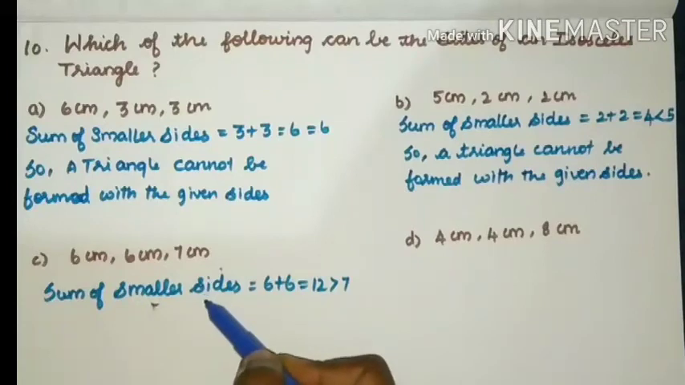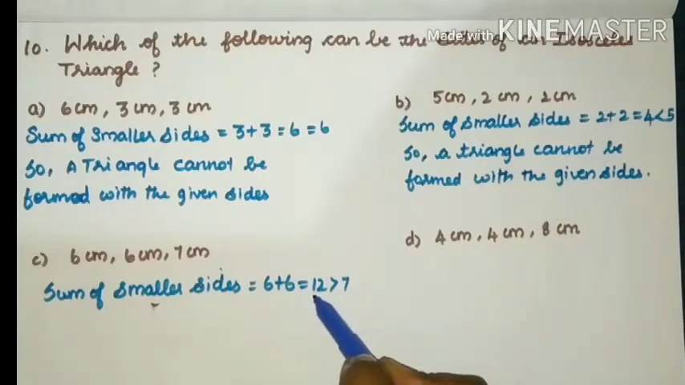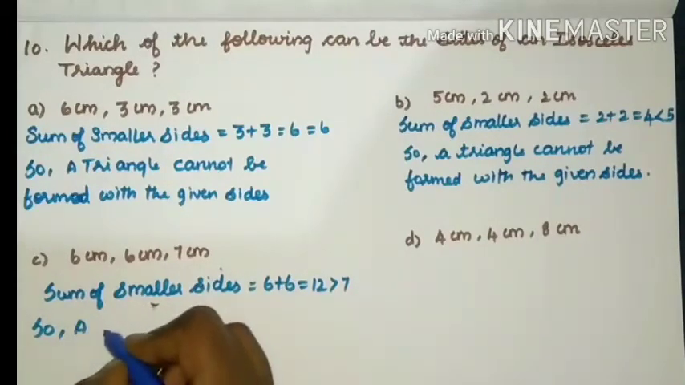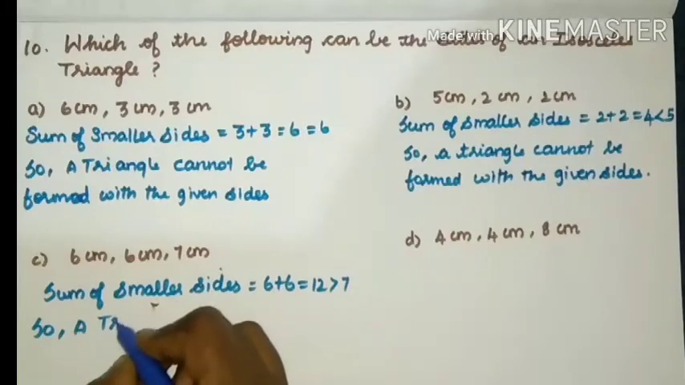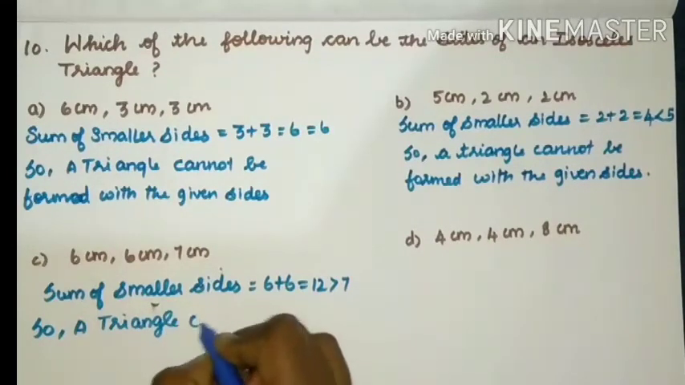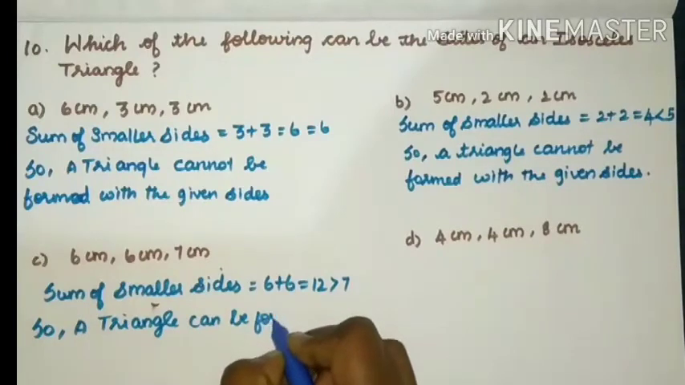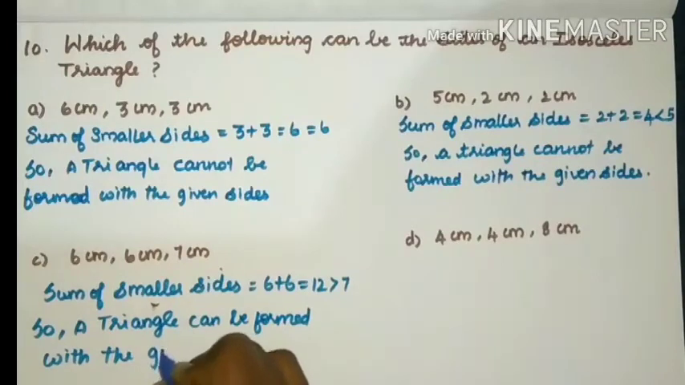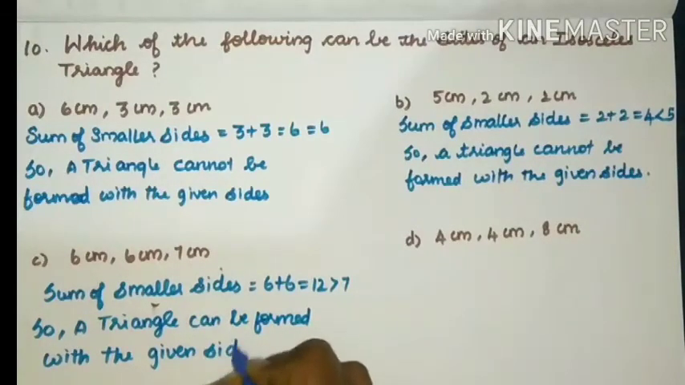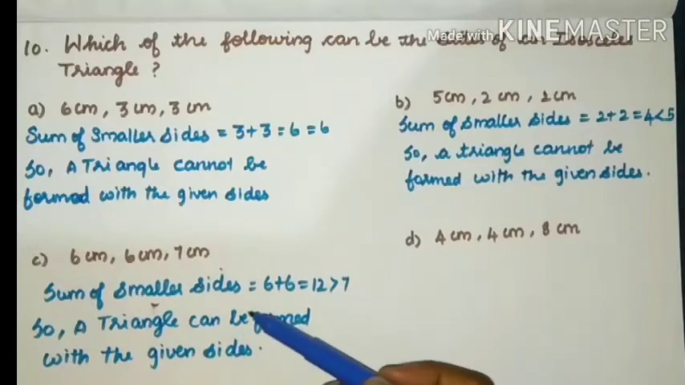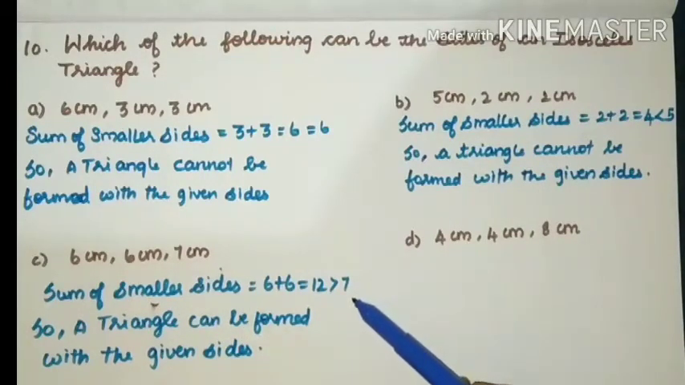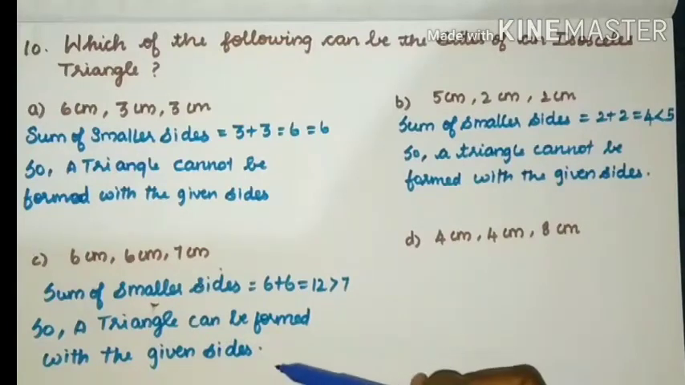Therefore, the sum of the smaller sides is 12 and it is greater than the third side. So, can a triangle be formed with the given sides? Students, it is clear, no? Because it satisfies the triangle inequality property. The sum of the smaller sides is greater than the third side. So a triangle can be formed with the given sides.